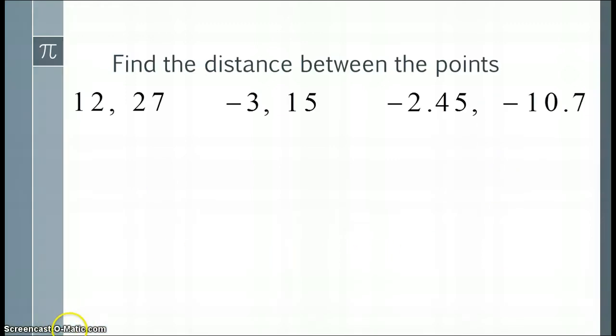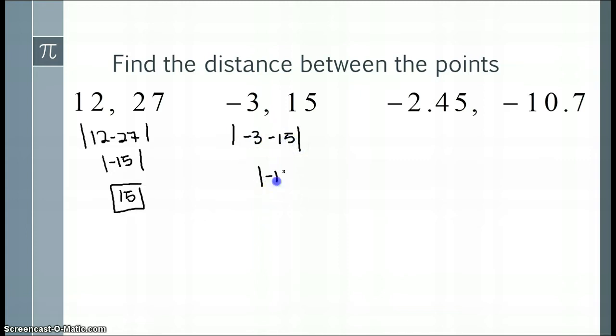We are going to start right now just by talking about how to find distance. If I want the distance between 2 points and they just happen to be numbers, not full coordinates, all we're going to have to do is subtract our numbers. So 12 minus 27 gives me negative 15. When we take distance, we never want a negative number because I can't go negative 15 feet. So my distance would just be 15. Likewise for this one, I'm going to take negative 3 and subtract 15, which will give me the absolute value of negative 18, which will just give me 18 for a distance.